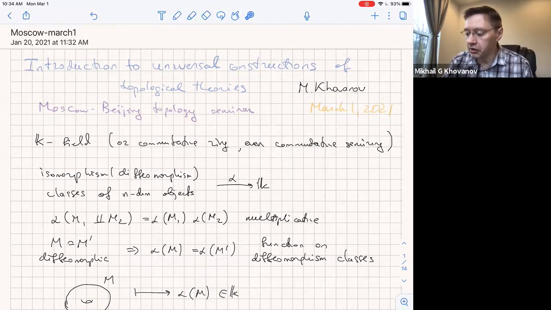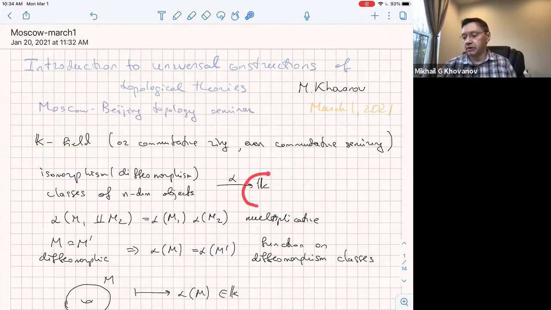So we're gonna work over some base field. For us, it's a field. You can later make it a commutative ring, and things just become a little bit more complicated. Mostly, it's a field for us. And we start with just an assignment of numbers, or elements of the field K, to some n-dimensional objects.